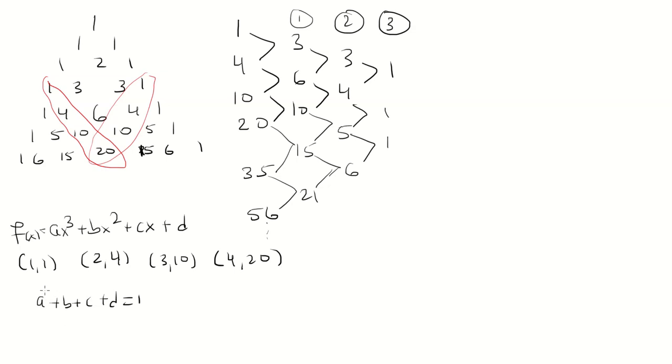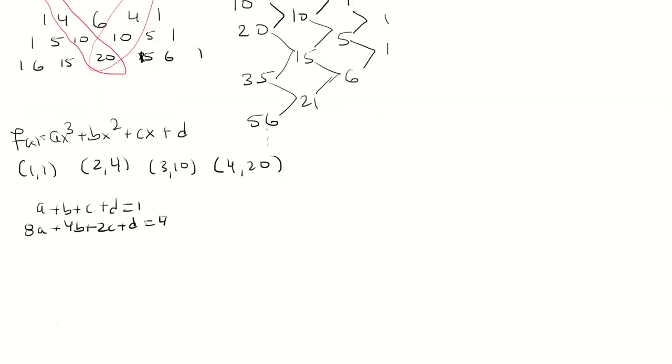When you plug in x equals 2, y equals 4, you end up with 8a plus 4b plus 2c plus d is 4. We plug in x equals 3 and y equals 10, you get 27a plus 9b plus 3c plus d is equal to 10. And then finally we plug in x is 4, y is 20: 64a plus 16b plus 4c plus d is equal to 20.